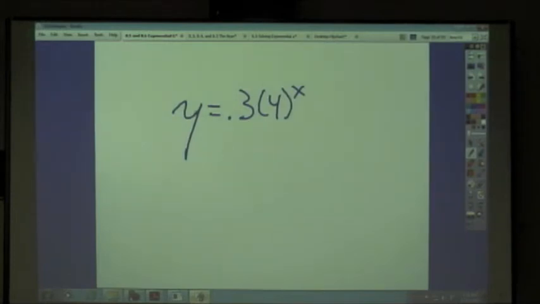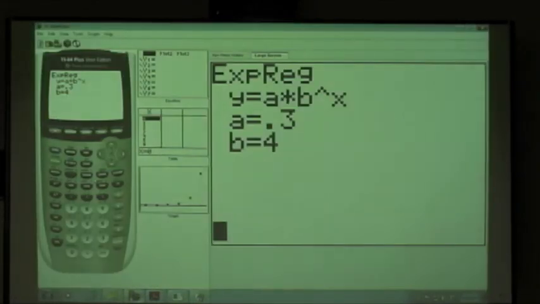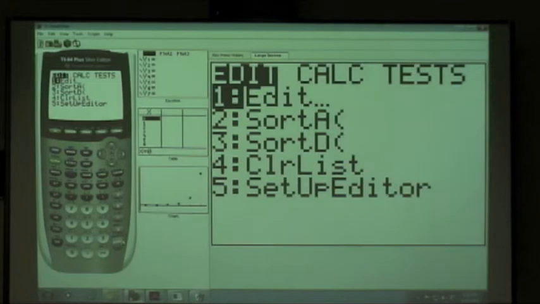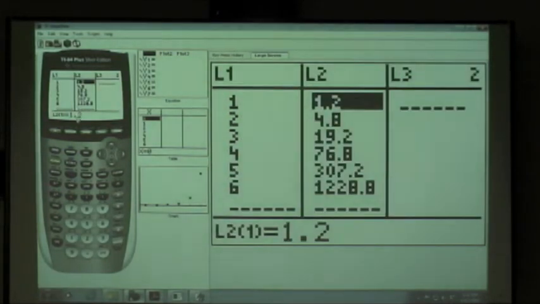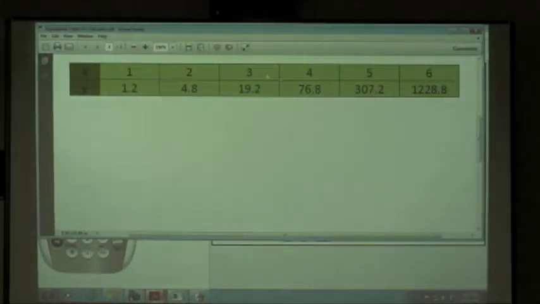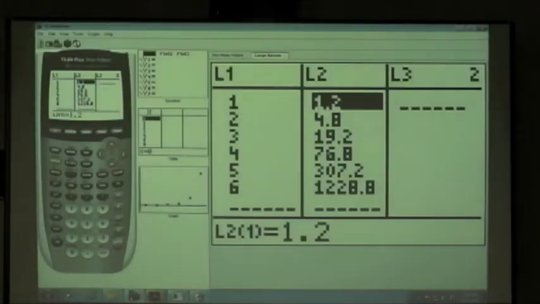I am going to show you how this one happened, because a lot of people tend to have trouble with this particular method on the calculator. So you go, remember, to the Stat menu. Go to Edit, and this is where you type in your list. Now I'm not going to show you me typing in this whole entire list, just because that takes a little bit too long. But 1, 2, 3, 4, 5, and 6 are my x values from my table. And then I've got 1.2, 4.8, 19.2, 76.8, 307.2, and 1,228.8 for my y values in my table.